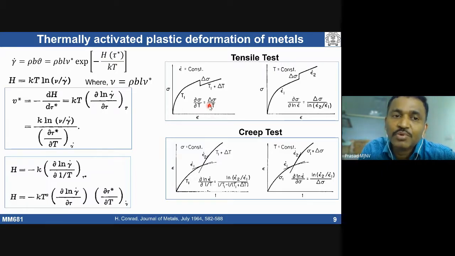So this is how people establish the rate controlling mechanism for a given material at a given temperature and stress conditions.